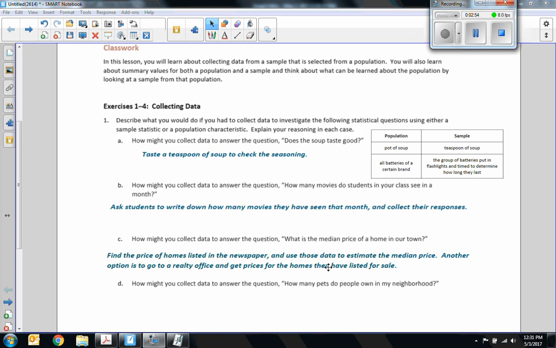Because what they list, I could list a house for $500,000, but no one buys it, so I drop the price to $400,000 or $300,000, and finally I get a sale for it. So what people ask and what people sell it for are two different things. All right, so D, how might you collect data to answer your question? How many pets do people own in my neighborhood?